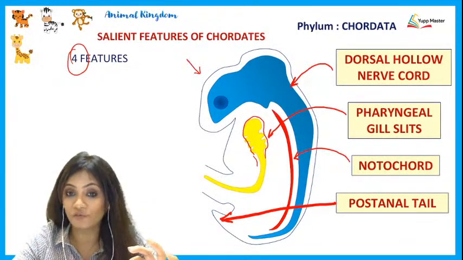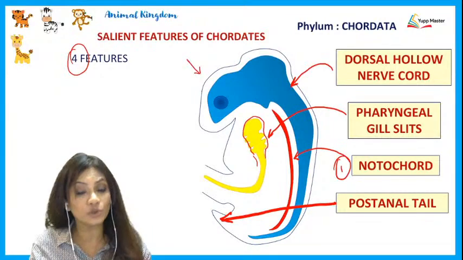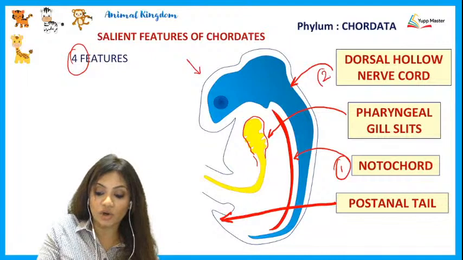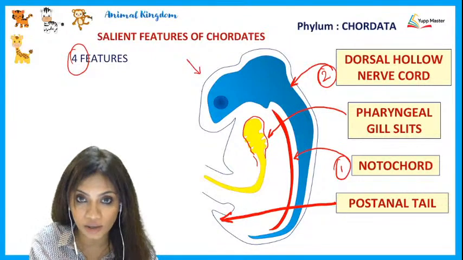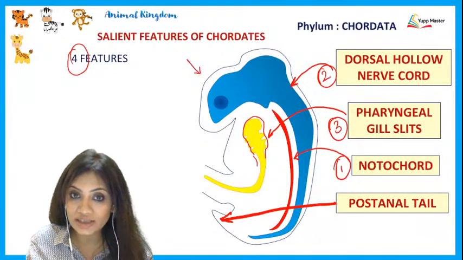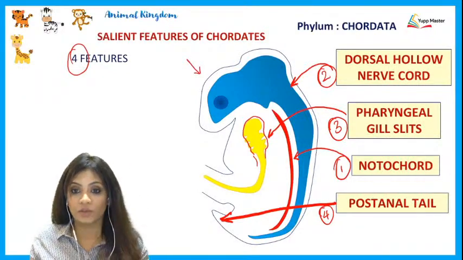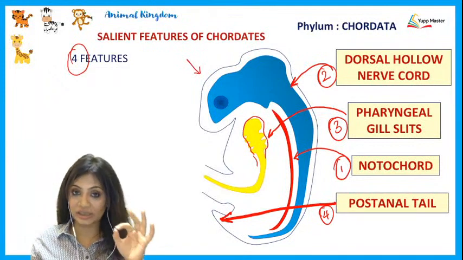Which are those? These are very important, children. Four salient features. First begins with the notochord. Second, the dorsal hollow nerve cord. And third, the pharyngeal gill slits, and the fourth one being the postanal tail. So there are four salient features we need to remember.